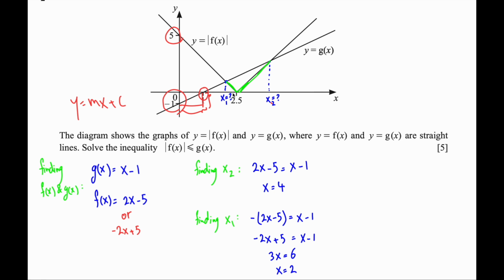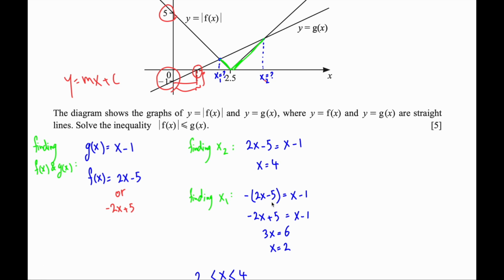For finding x1, however, you need to consider the negative part of the f of x. That's why you see this negative in front of the function f of x, and you have to implement that before you start solving it. Again, it's going to cut g of x.